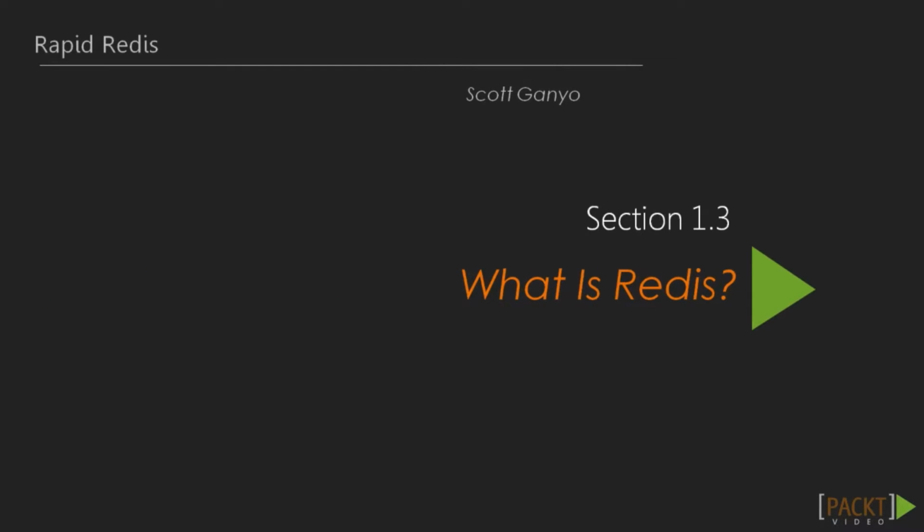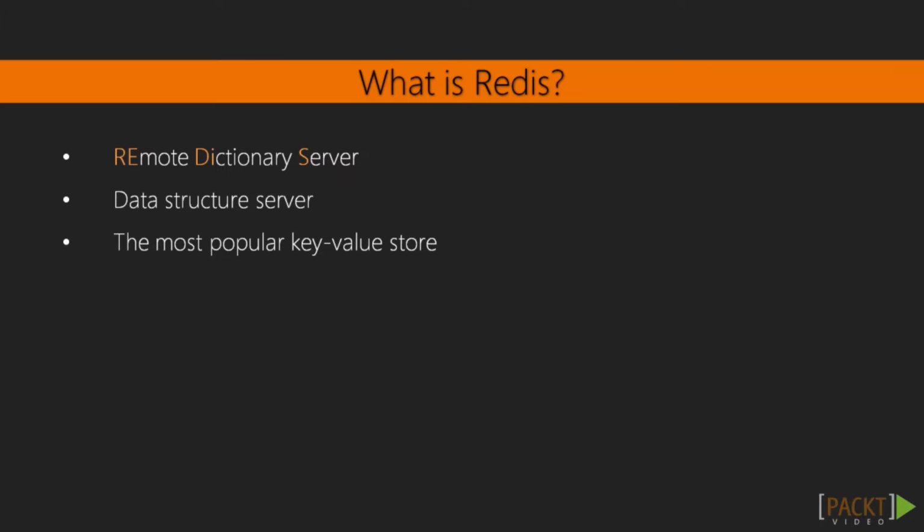What is Redis? Redis was originally named after a remote dictionary server, which is basically a remote key value store. As it's grown and become more capable, it's now referred to as a data structure server, and we'll see why that is. It's also interesting to note that Redis is the most popular key value store, largely because of its simplicity and speed.